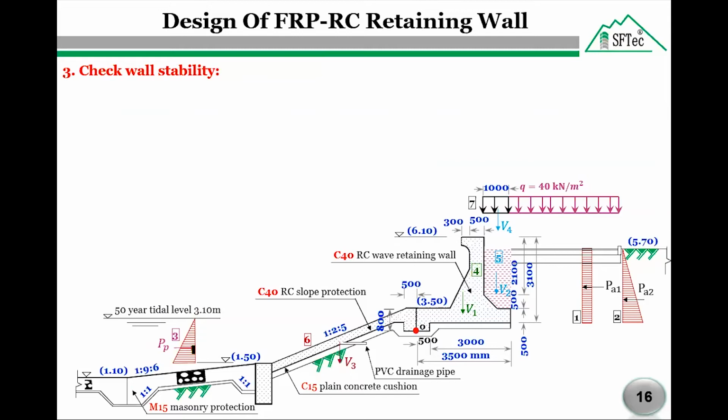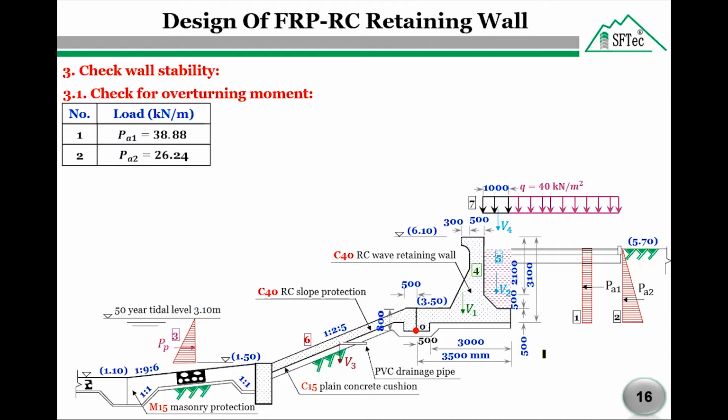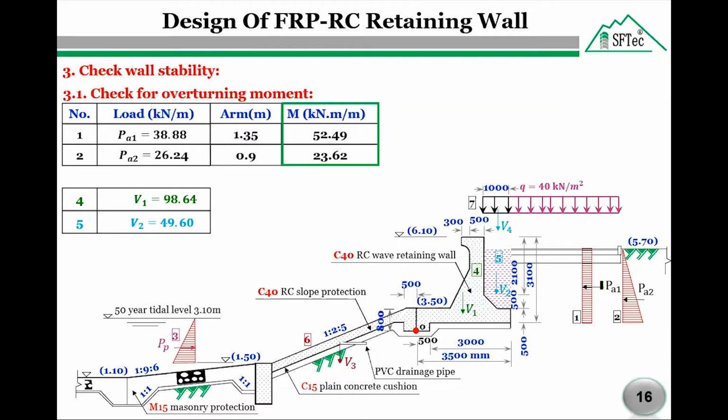After calculating the loads acting on the retaining wall, we have to check the wall stability. The first check is a check for overturning moment. As we see here at the back of the wall, the lateral loads P active 1 and P active 2 tend to overturn the wall, while the vertical loads V1 and V2 due to the weight of the wall and soil tend to stabilize this wall. By taking the moment for the lateral loads PA1 and PA2 around the point O here at the end of the toe, we will get the overturning moment value.